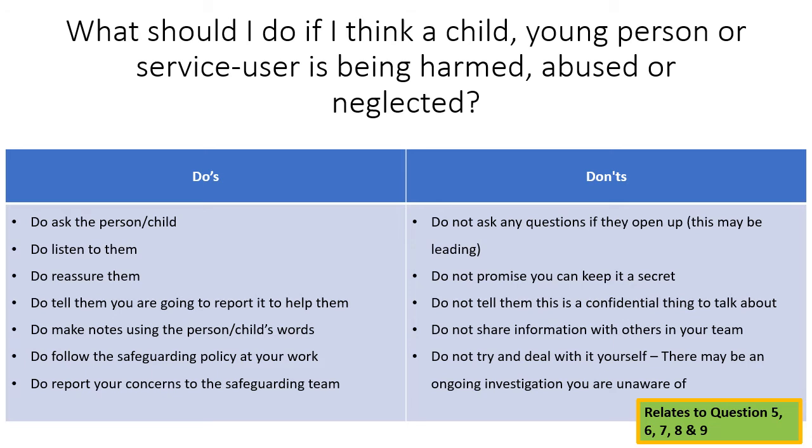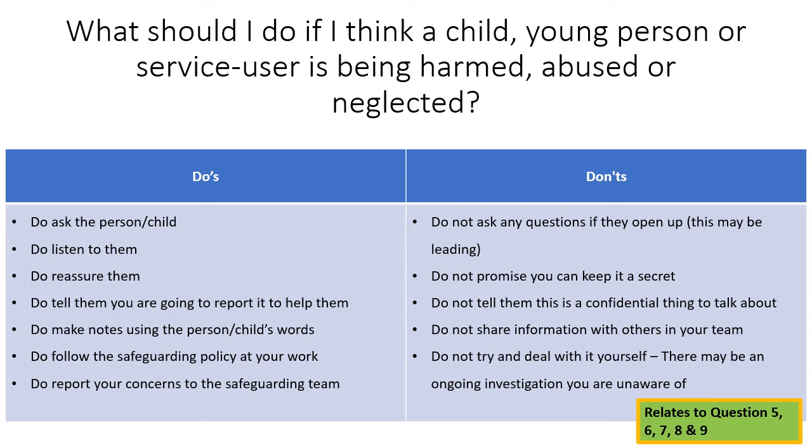So what should you do if you think a child or young person or service user is being harmed, abused or neglected? Now remember at the beginning we said it's everybody's responsibility to safeguard, okay, and to protect adults and children in our care. So here are some do's and don'ts of what you need to do. So do ask the person, the child. Do listen to them. Do reassure them. Do tell them that you're going to report it to help them. Do make notes using the person or the child's words. Do follow the safeguarding policy at your work, and do report your concerns to the safeguarding team.